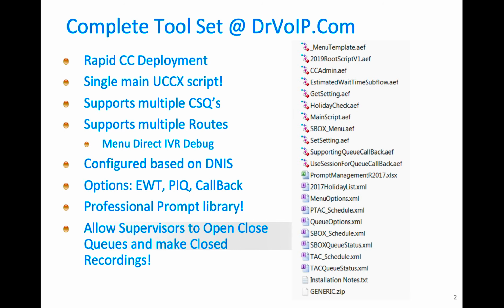We're able to support multiple route types. Sometimes you have a caller come in, they go directly to the call center. Sometimes they come in and they have to listen to some menu options first. And sometimes they come in and need to be shuttled off to an IVR. So we allow these different route types, and I'll show you how that's configured. We have options for estimated wait time, for your position in queue, and the ability to have the caller select an option to be called back without losing their position in queue.